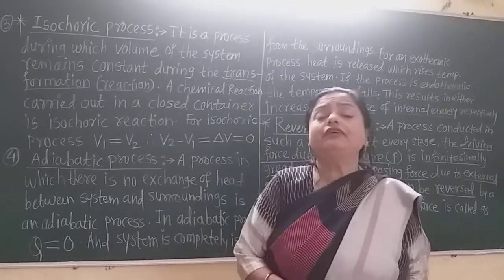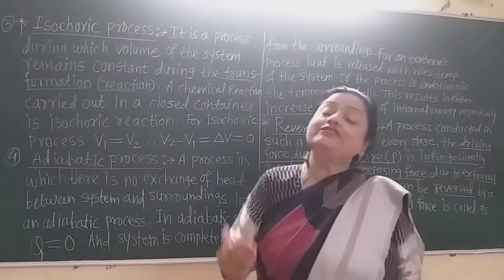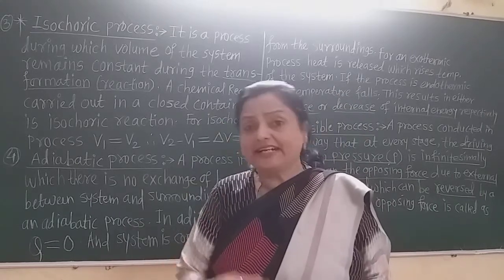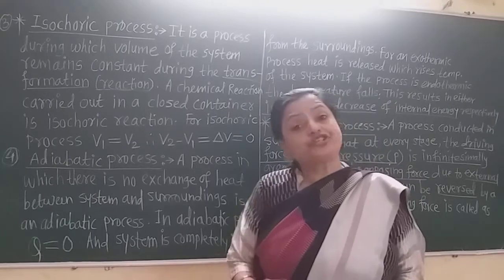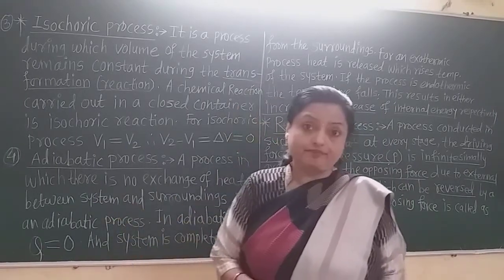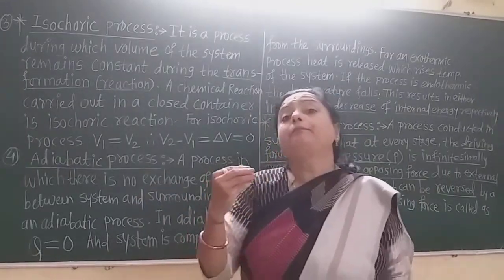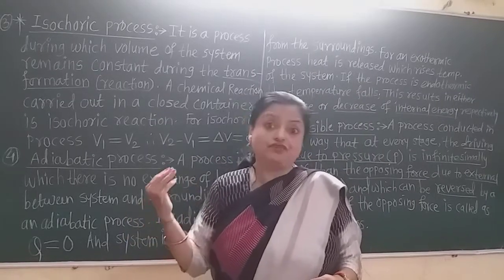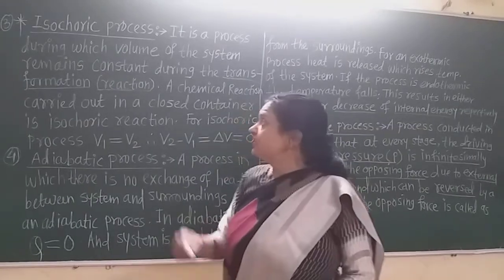Secondly we learned the isobaric process, the process in which the pressure of the system remains constant. Generally all the reactions in the laboratory are carried out at constant pressure, that is the atmospheric pressure, 1 atmosphere. So those are isobaric processes. In that also P1 is equal to P2, therefore P2 minus P1, that is delta P, is equal to 0.